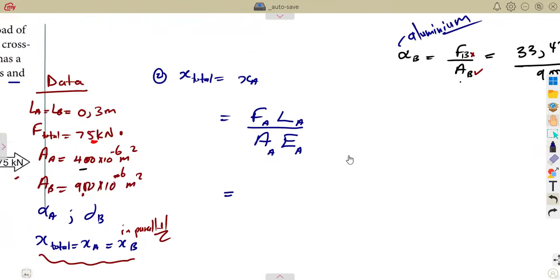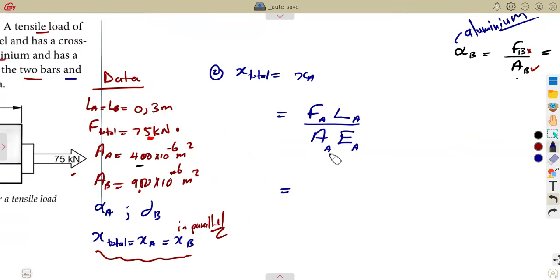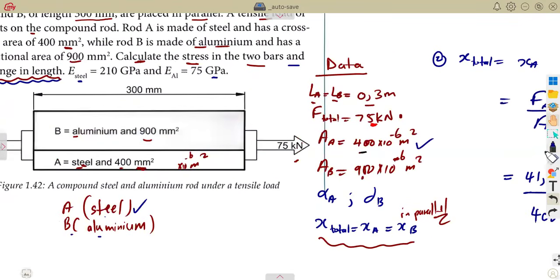So let's substitute FA. We calculated these forces, guys. I think I removed them, but if you still remember, we calculated the force at A. It was 577 kilonewton, times 10 to the exponent of 3. The original length at A, remember, length is the same. The length at A is the same as the length at B, so use the 0,3 meters as it is. Over what? The area at A, already given, 400 times 10 to the exponent of minus 6. Then E at A. Remember A, our steel.